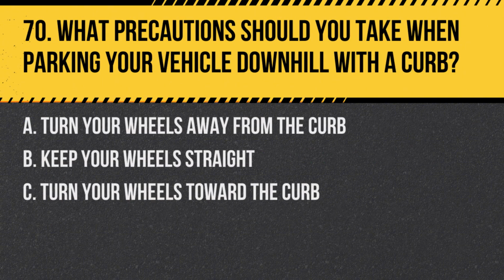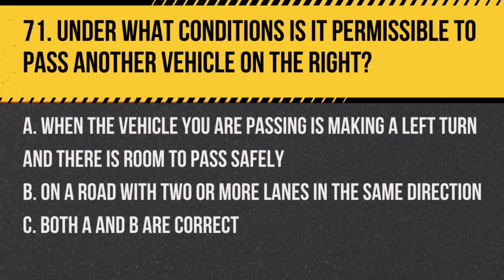Question 70. What precautions should you take when parking your vehicle downhill with a curb? A. Turn your wheels away from the curb. B. Keep your wheels straight. C. Turn your wheels toward the curb. Answer. C. Turn your wheels toward the curb. This ensures that if your vehicle starts to roll, it will roll away from traffic and toward the curb, minimizing potential accidents. Question 71. Under what conditions is it permissible to pass another vehicle on the right?